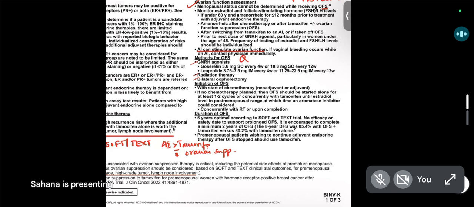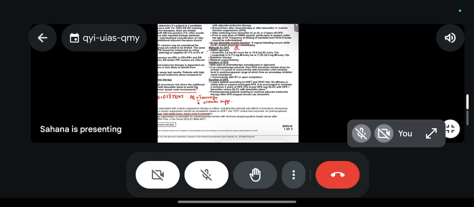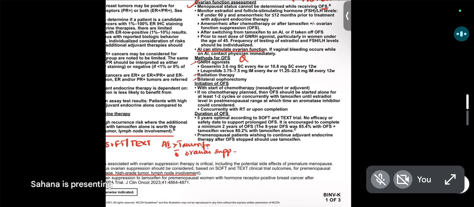So 5 years is optimal according to the SOFT and TEXT trial. There is no efficacy or safety data to support prolonged usage. It is encouraged to complete at least a minimum of 2 years of ovarian function suppression. This translated into 8-year disease-free survival in 85% with ovarian suppression and tamoxifen versus 80% with tamoxifen alone. A premenopausal patient wishing to continue adjuvant endocrine therapy after OFS is stopped should use tamoxifen.